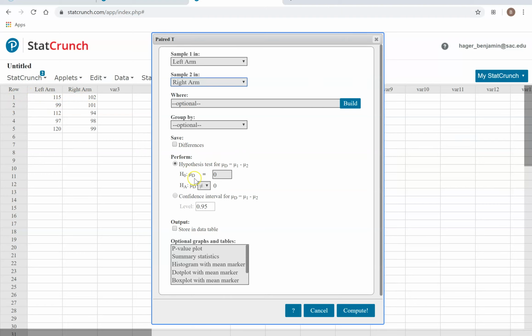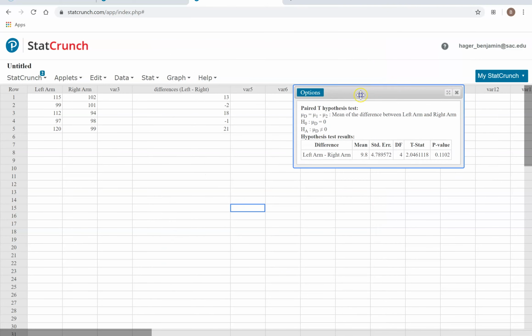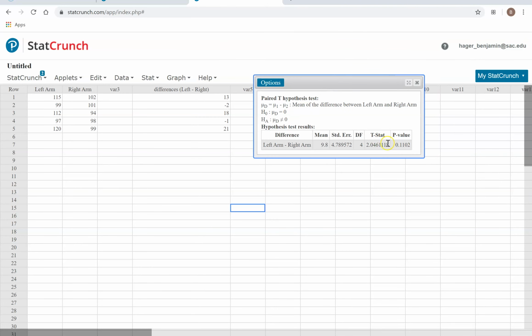All I need to do is make sure my null is correct. The average of the differences is 0, and the alternative is that it's not 0. Let's go for it. So here's what we got. There's the test statistic you would find, and there's your p-value.